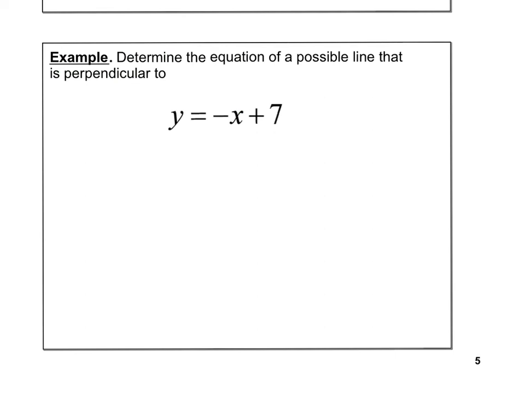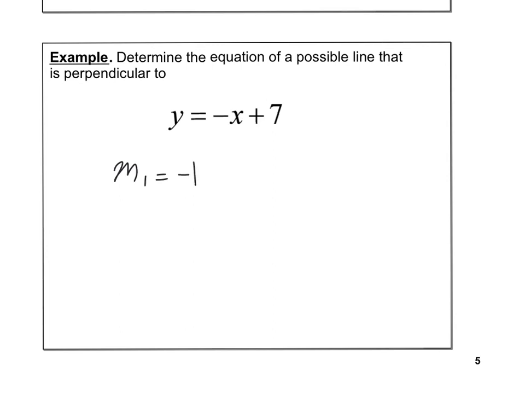Okay, here's our final practice problem. Can you determine the equation of a possible line that is perpendicular to y is equal to negative x plus 7? Pause the video, give it a try. Okay, let's assume you paused the video. So it says that it wants it to be perpendicular, which means that I need to first find the slope. So our slope of m1 is equal to negative 1.